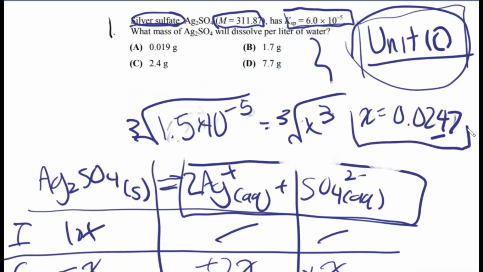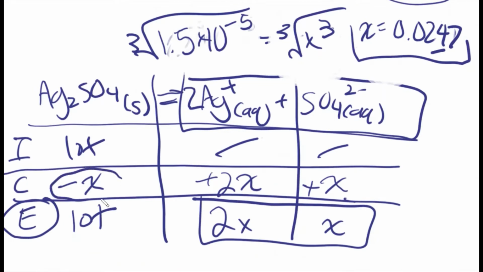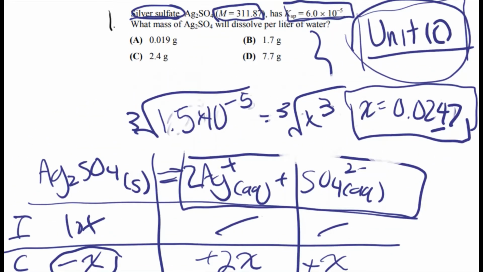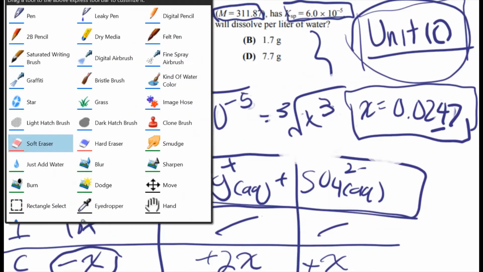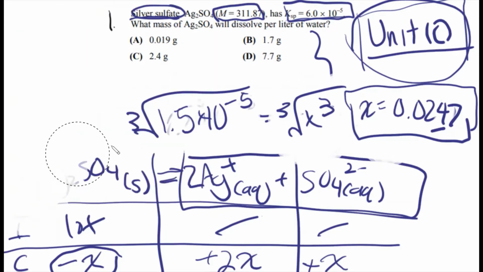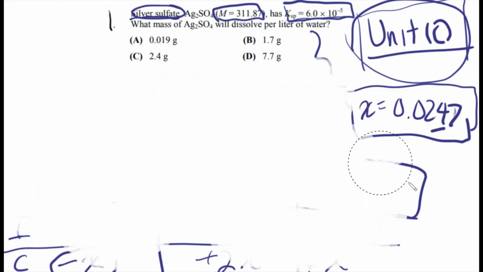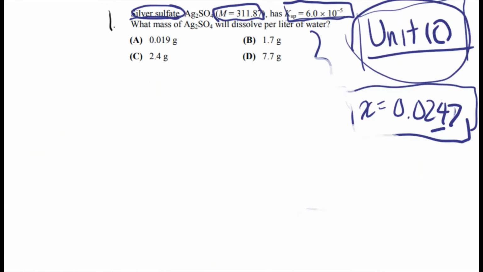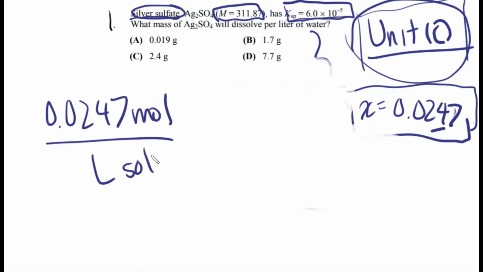And remember, x is also the molar solubility, since if you remember, minus x is the amount of the salt that dissolved. So this means that x must be the molar solubility. So we have the molar solubility. Let me actually erase all of this because it's kind of getting in the way. So I'm going to erase everything except for the x. So we know that the molar solubility is around 0.0247 moles per liter of solution.